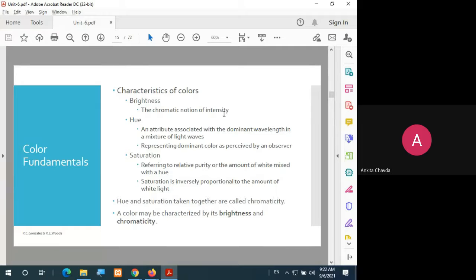Then what is saturation? Saturation refers to relative purity, or the amount of white mixed with the hue. Suppose the hue is your pure red color. If I add some amount of white color to that red, that is my saturation, right? So white with red color. Saturation is inversely proportional to the amount of white color. That is very obvious, whatever intensity of white color you add.